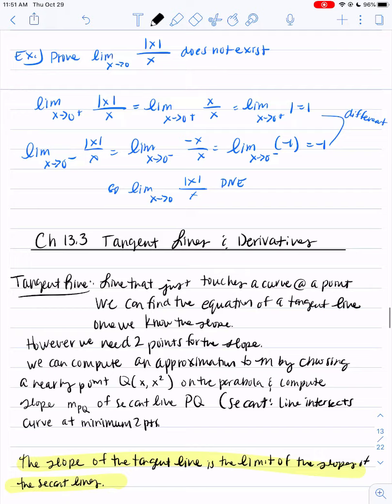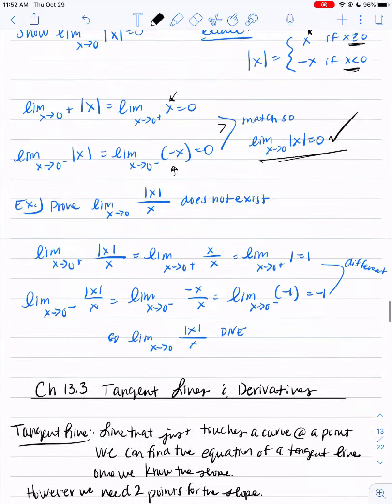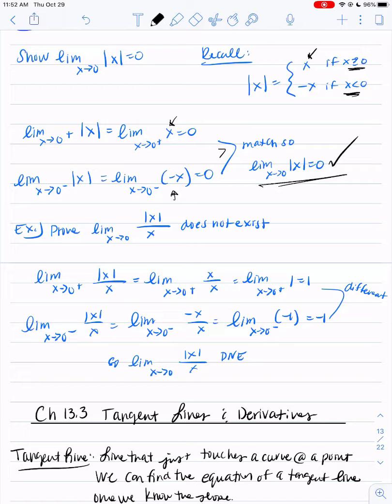Okay, for our next example, I want to prove the limit as x approaches 0 of the absolute value of x over x does not exist. I'm going to do the same thing as in the previous example. I'll take the limit as x approaches 0 from the right and the limit as x approaches 0 from the left. For the right, I can plug in x for my absolute value. So the limit as x approaches 0 from the right is x over x, and that's just 1. The limit as x approaches 0 from the right of 1 is 1 because this is a constant.